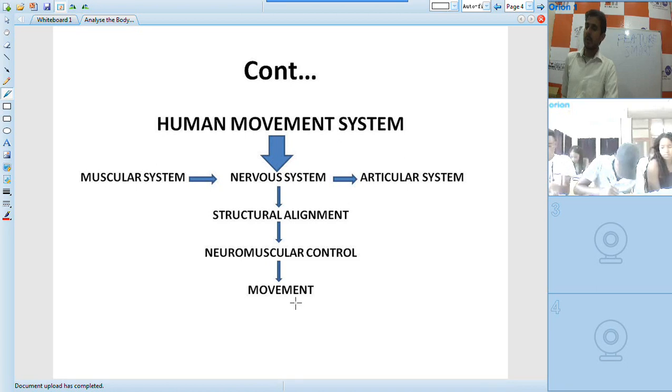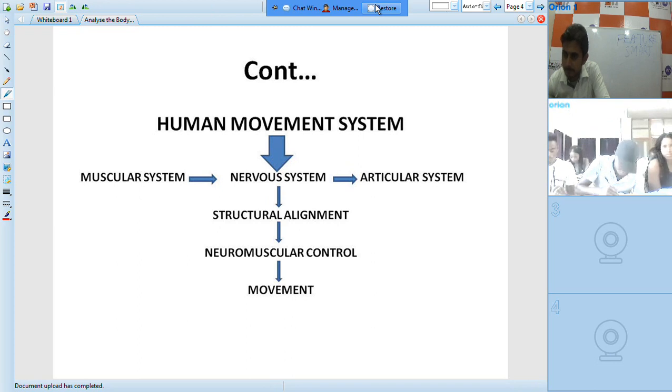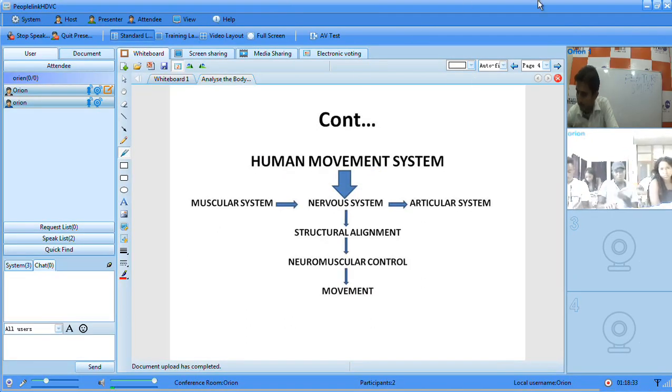Do you have any doubt or queries related to this topic? Did you complete it? Yes. Okay. So this is about the human body movement system.